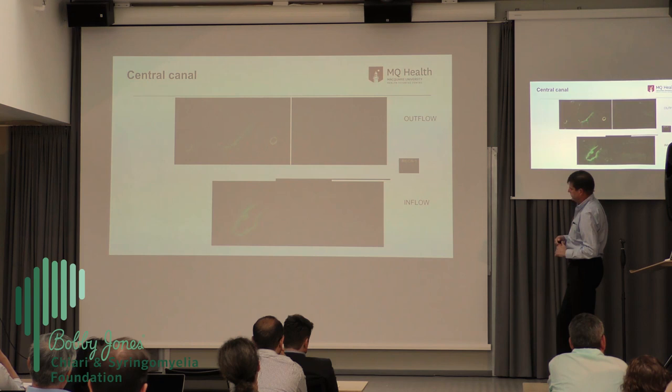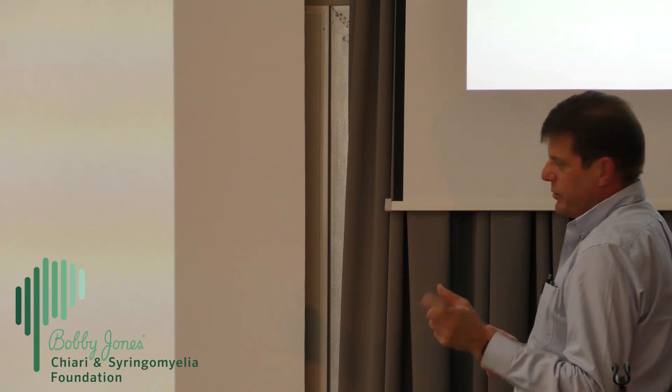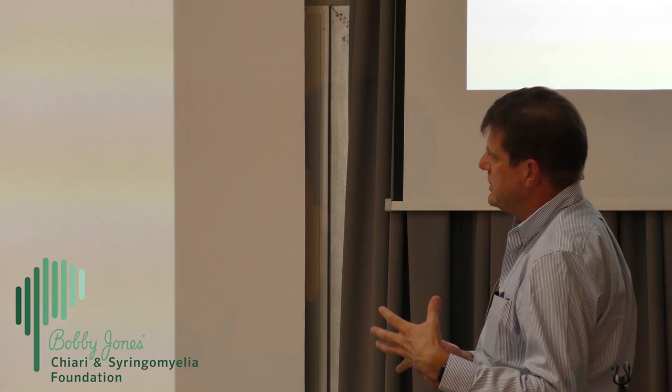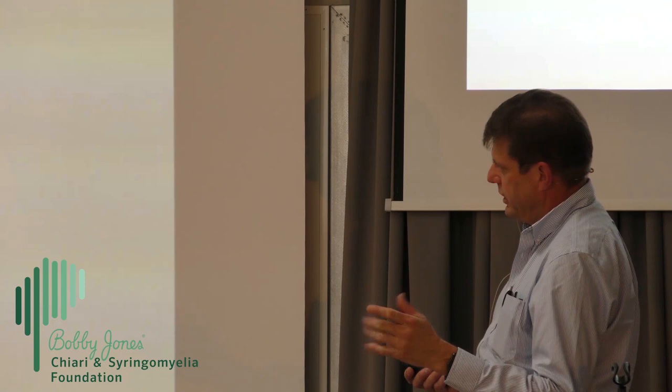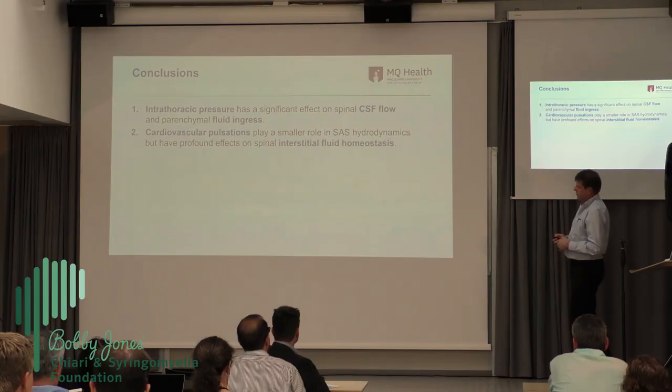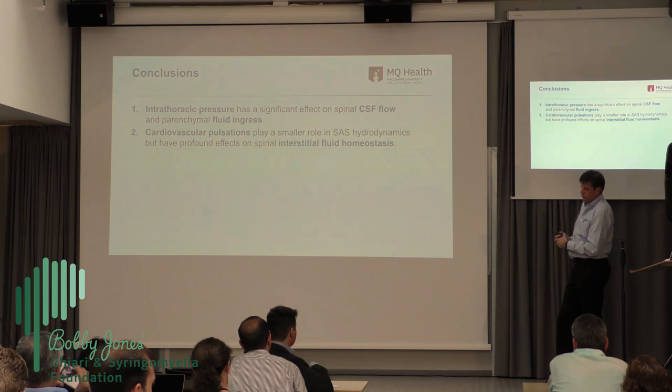So to summarise all that, intrathoracic pressure or respiration does have a significant effect not just on spinal subarachnoid space flow but also on spinal parenchymal fluid inflow, but not outflow. Whereas cardiovascular physiology plays a smaller role in the subarachnoid space dynamics but a much more significant role on interstitial fluid flow, particularly on outflow.